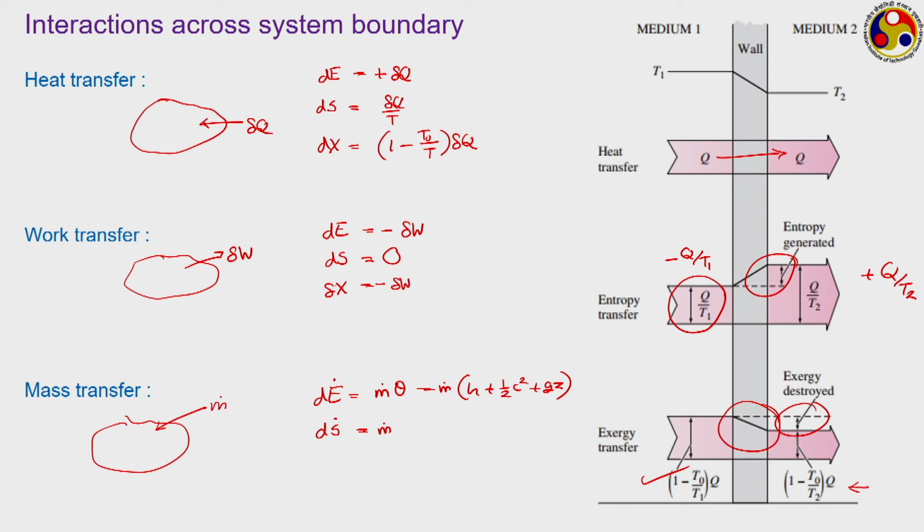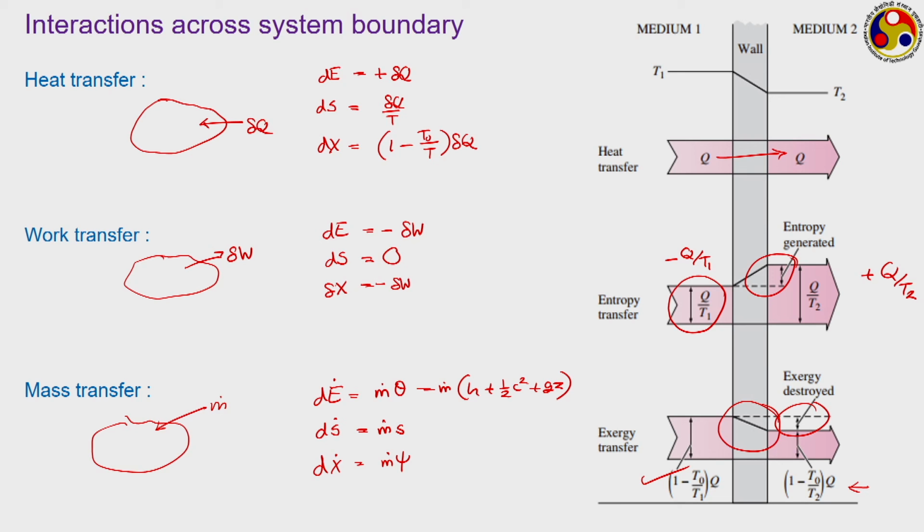That will be equal to m dot into the corresponding entropy of this mass, very simple. How much will be the rate of exergy change of the system? That will be equal to m dot into the psi that we have just calculated, the exergy per unit mass. So, this way exergy rate or transfer of exergy into a system can be calculated.